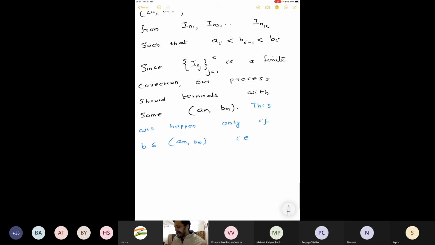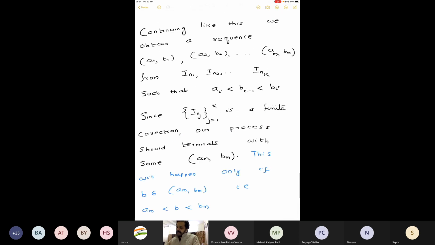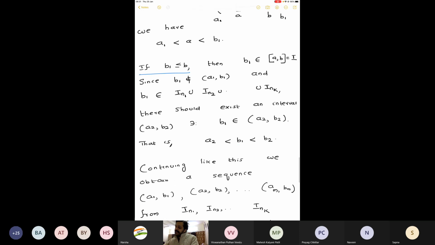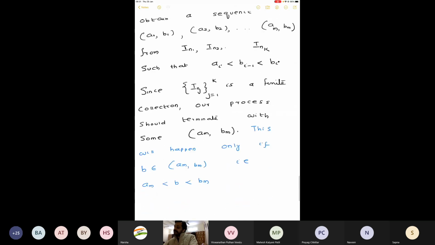That is, AM is less than B less than BM. If BM was less than or equal to B, then you can proceed and get one more step. But we are saying that it terminates in BM. So this is the possibility.